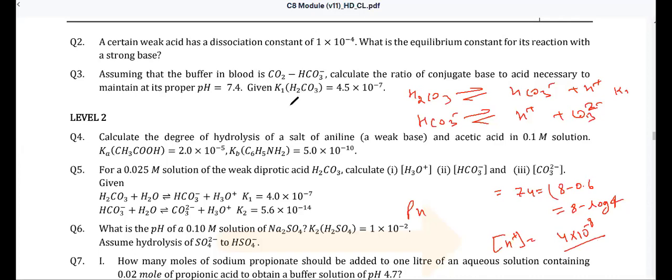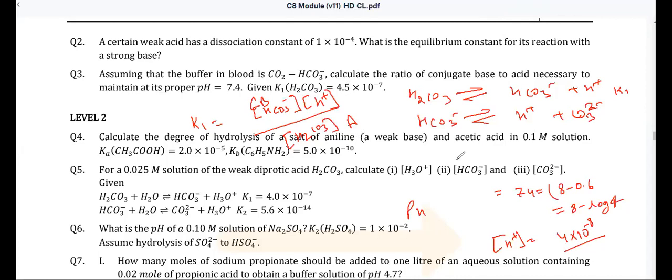Now think about this, right? If you see the first reaction, K1 is equal to concentration of HCO3 minus into concentration of H plus divided by concentration of H2CO3. Agree, everyone? Yes or no? So this is your conjugate base and this is your acid, right? You are asked to find this ratio.